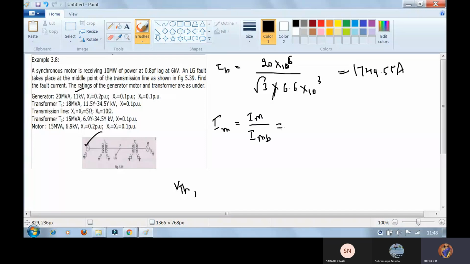Last class you calculated IM as 1202.8 at an angle of minus 36.86 degree, divided by the base. Currently you are getting an answer of 1749.55. So can you please simplify this? Yeah, simplify this. You're going to get the motor current in terms of per unit.